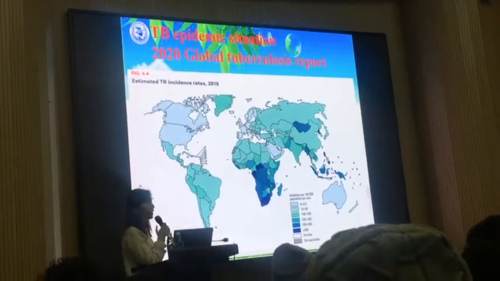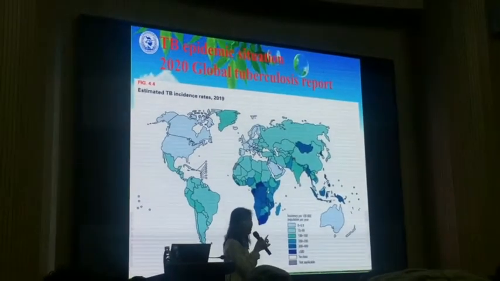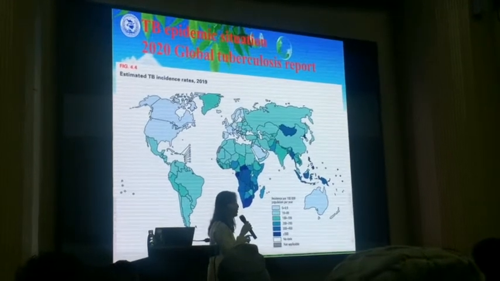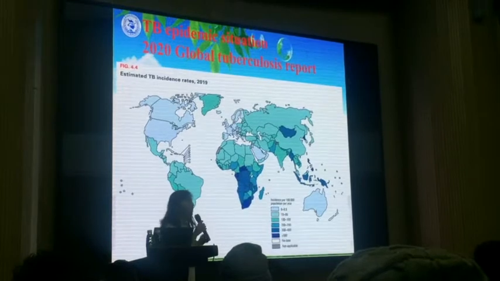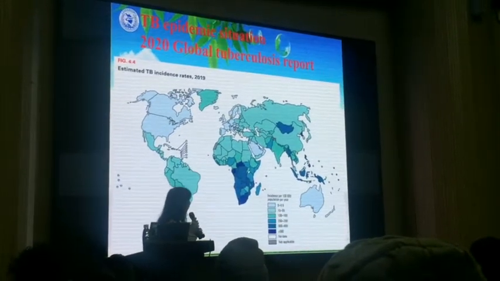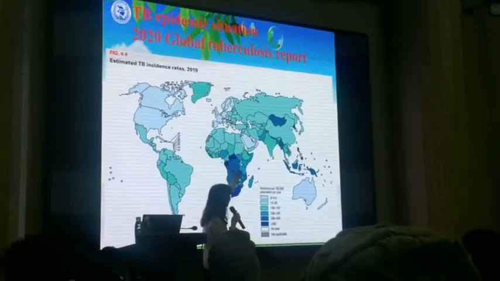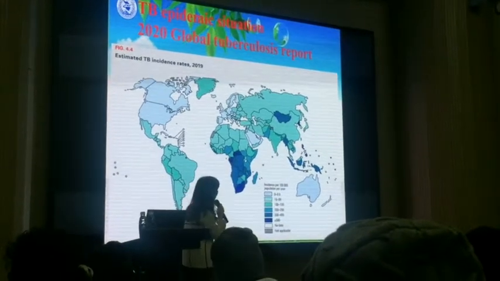And this is the data of 2019. Here, the shape is like a cord. This is China. You see the color, the deepest shows the serious situation of TB in the country. This is the incidence rate. So you can see here is very serious.